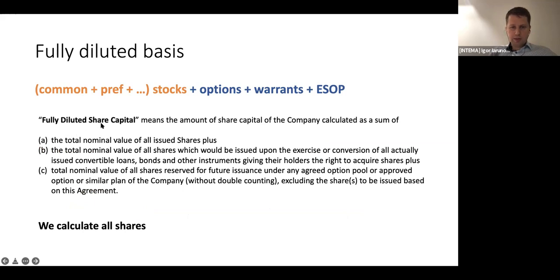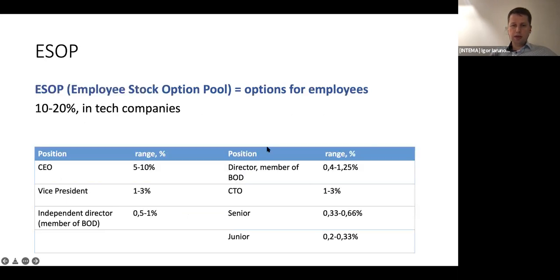Fully diluted share capital. I think there is a very important point in this calculation called ESOP. Let's look through what it means. ESOP is the employee stock option pool. So it's options to be issued for employees, for the people who are working for the startup, because you must motivate very expensive people somehow. You can't pay them enough money when you're in a startup. So you must, maybe not must, but you should issue some options for them. Typically, it's 10 or 20% of the total shares in tech companies.